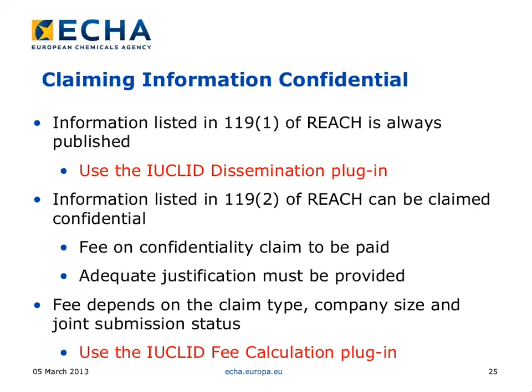Information listed in Article 119.2 of the REACH regulation can be claimed confidential. If you have made a confidentiality claim in your dossier, then a fee for this claim is triggered. Also, you are required to provide adequate justification for the claim. The fee depends on the claim type, the size of your company, and the joint submission status. In order to estimate the fee for your confidentiality claim, we advise you to use the Euclid fee calculation plugin.